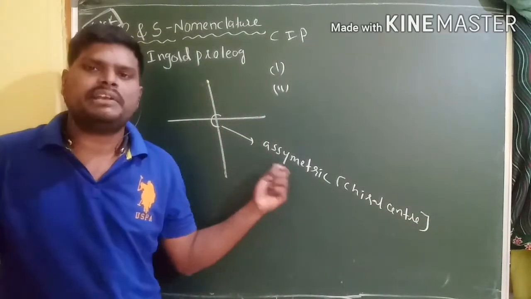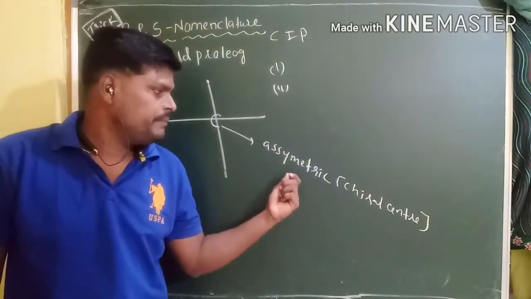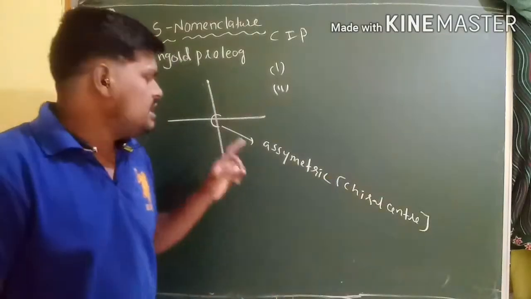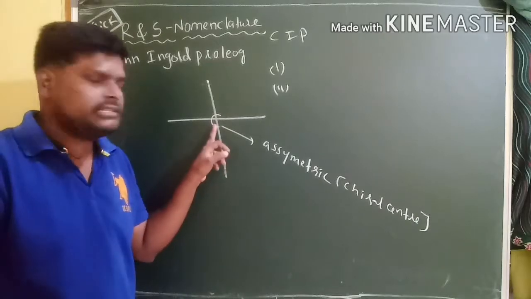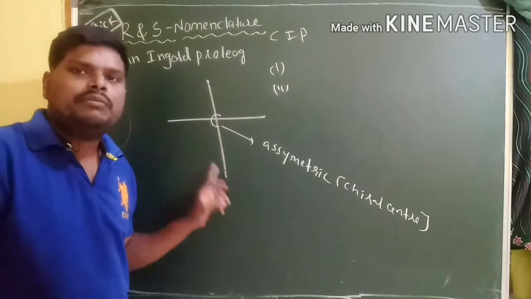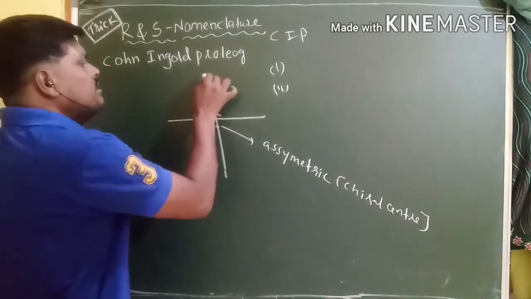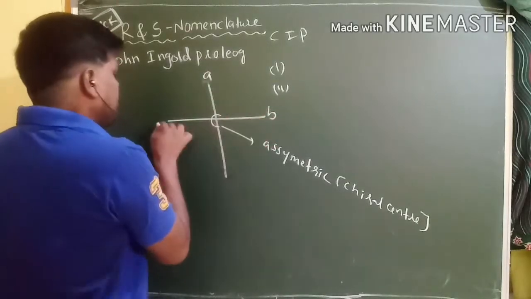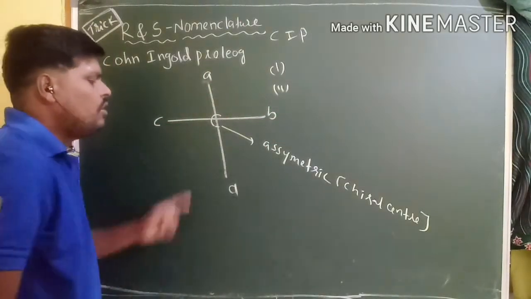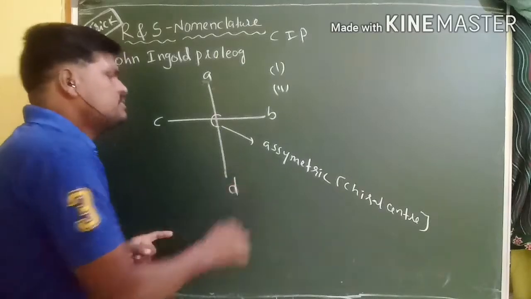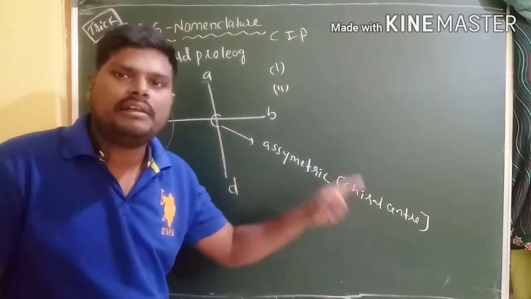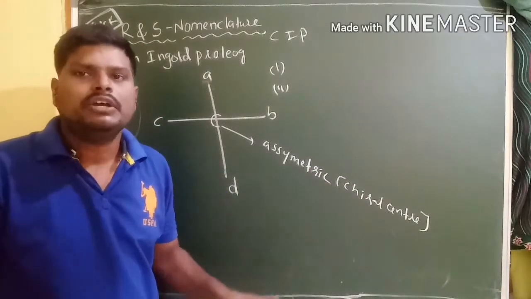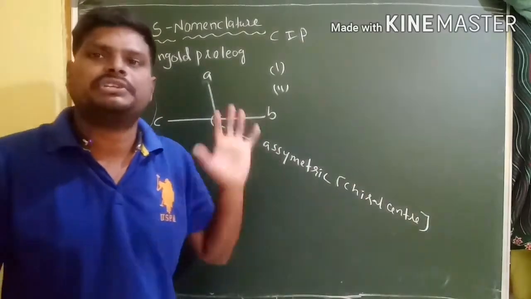So what is the meaning of asymmetric center, asymmetric carbon or chiral center? The carbon is surrounded by four different groups, like A, B, C and D. All are different groups surrounded by this carbon. That's why this carbon is an asymmetric carbon or chiral center. So this is about the Fischer projection.